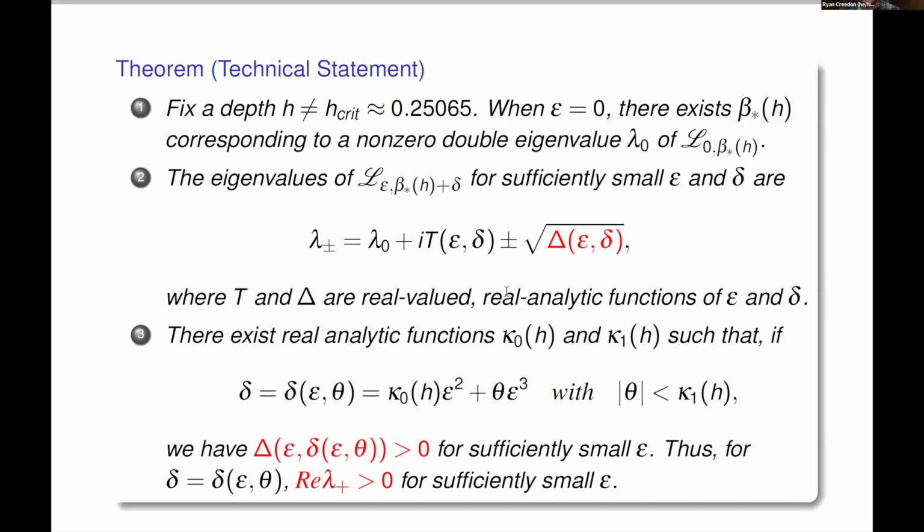So basically, if you choose this little delta in this very special way, which I'll explain a little bit further on in the calculations, exactly where this comes from and what it means. But if you pick this delta just right, you'll be able to guarantee that this capital delta for any small epsilon is always positive. And that's what's going to give you that instability. So that's the main statement of the theorem.